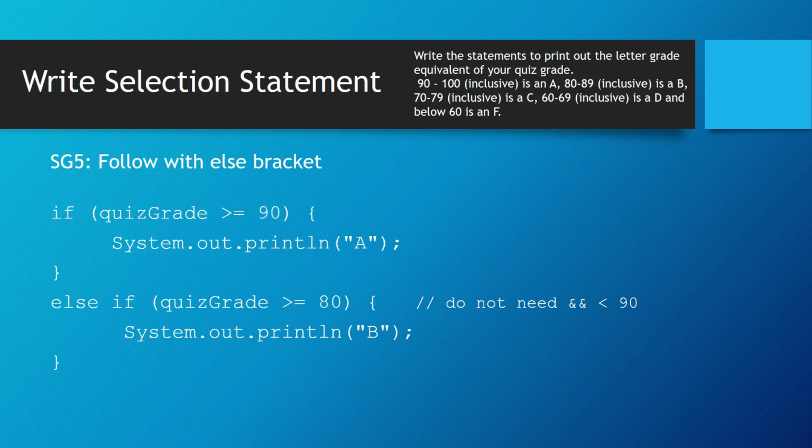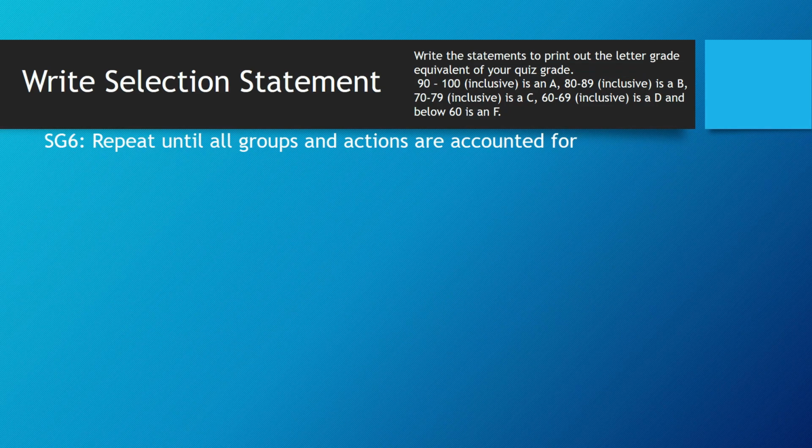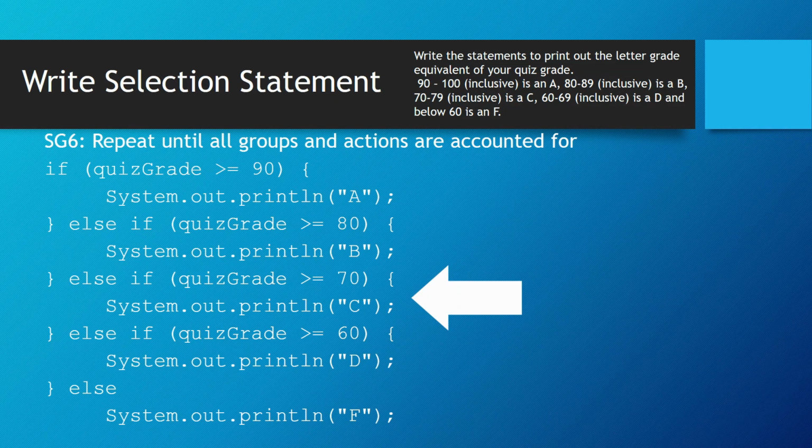We do not need to add the condition, and quiz grade is less than 90, because we already accounted for those values with the first Boolean condition. For subgoal 6, we repeat until all groups and actions are accounted for. So we need 1 for if the quiz grade is greater than or equal to 70, 1 for if the quiz grade is greater than or equal to 60, and then our final else, which would print an F for anything less than 60.